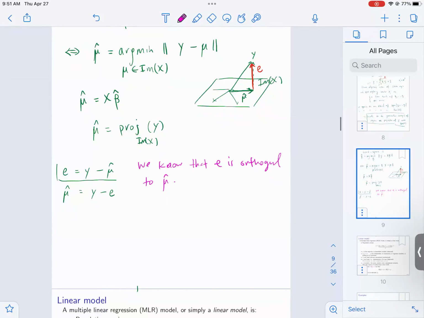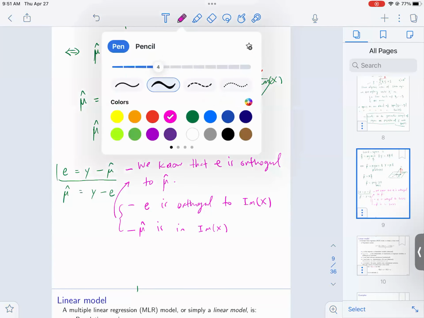Great. Okay. So in one step, mu hat is orthogonal to, sorry? Oh, yeah, this is not correct. Mu hat is inside the image of X. So mu hat is in the image, and E is orthogonal to the image. So from these two, the first one follows. Because E is orthogonal to the entire image and mu hat is in there, these two imply that. So this is a special case. But the key is this property.